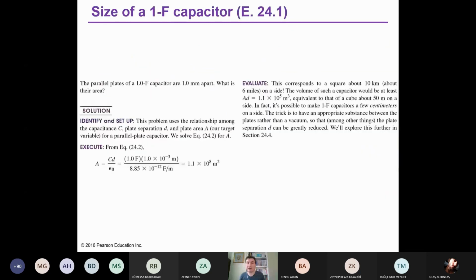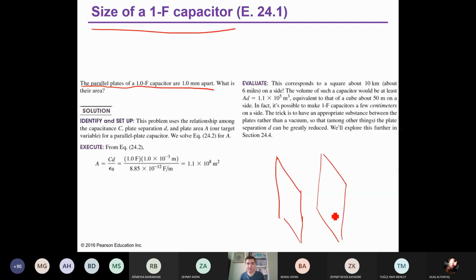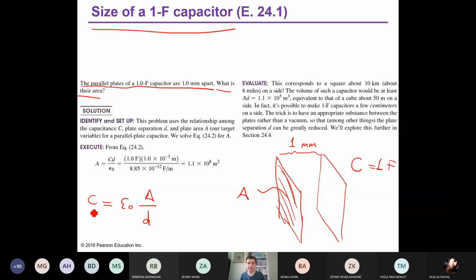So let me discuss the size of a 1 farad capacitor. Just consider that the parallel plates of a 1 farad capacitor are 1 millimeter apart. Here we have one plate and another plate here, and the distance is 1 millimeter. And the capacitance of this capacitor is 1 farad. Then what is their area? This area is asked. So you can calculate the area by using this formula, epsilon 0 A over d. Capacitance is given as 1 farad and the distance is given. This is constant. Then you can calculate the area by using this expression.